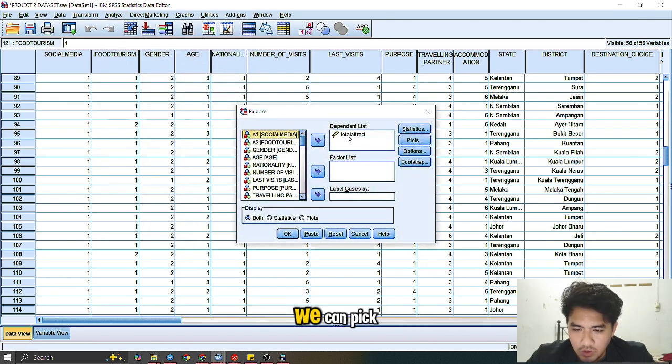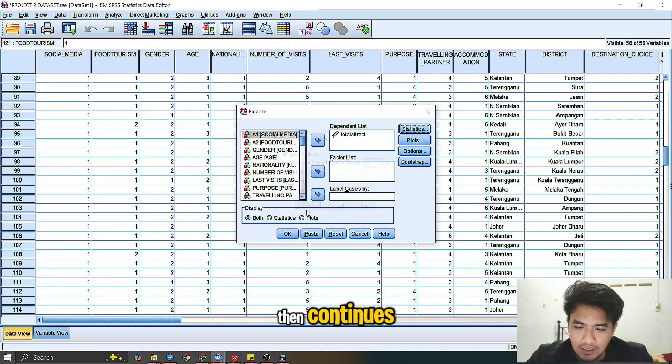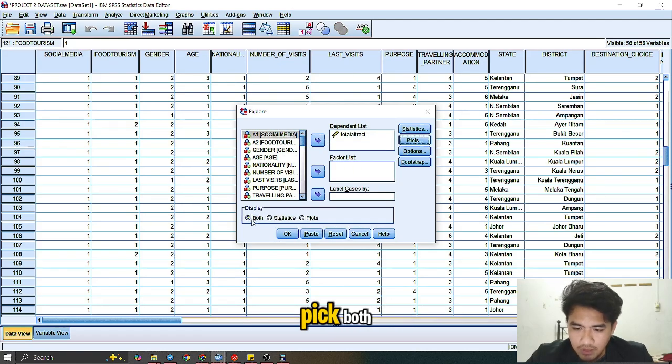Here in Explore, we can pick the variables that we want. So I pick total attract here. We go to Statistics, tick Descriptives and Outliers, then Continue, and go to Plots. Here untick Stem-and-leaf, pick Histogram, and tick Normality plots with tests, and then Continue. For Display, we pick both, and then we go to OK.